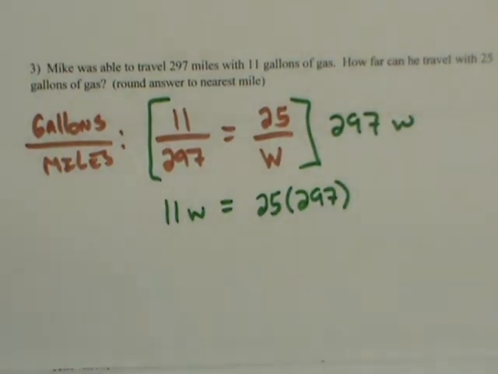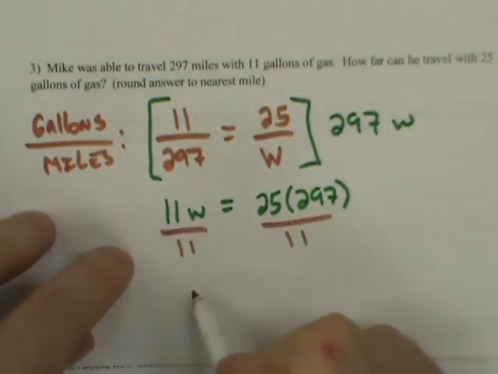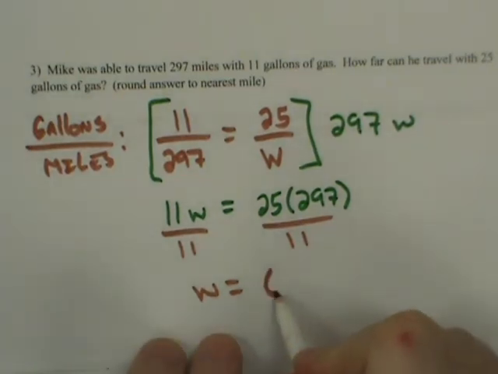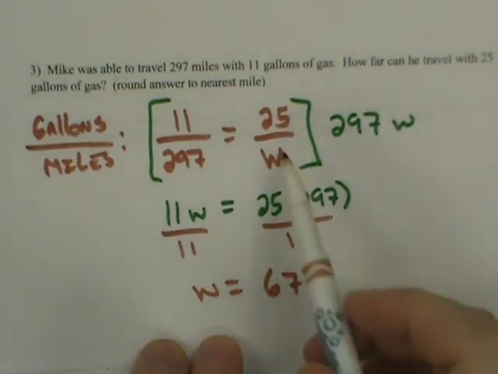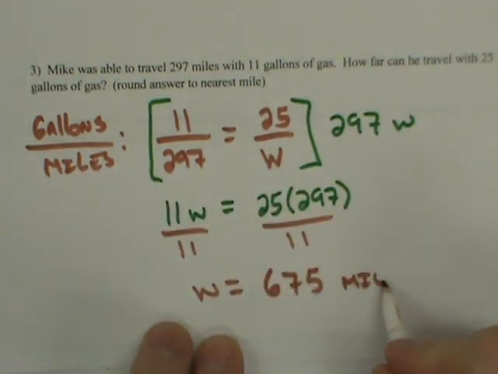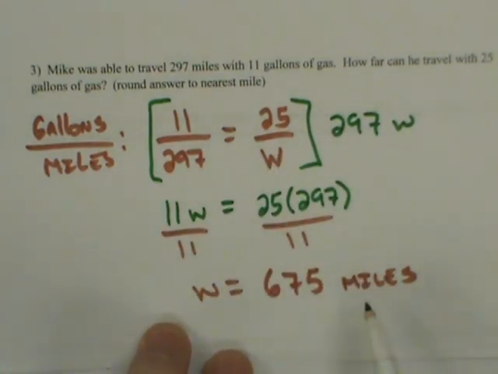Hopefully you're picking up on this technique. I'm going to divide both sides by 11, and I'll let the calculator do all the work in the very end. And so for this I can say 25 times 297 divided by 11. And this gives me 675. As I look at my proportion, this was telling me that it would be miles, because that's the bottom portion. It's the denominator of my fraction, so I know it's in miles. And there's your final answer. Example number 3.